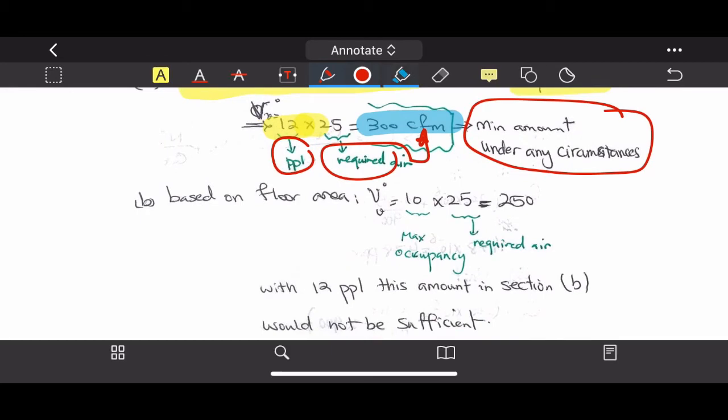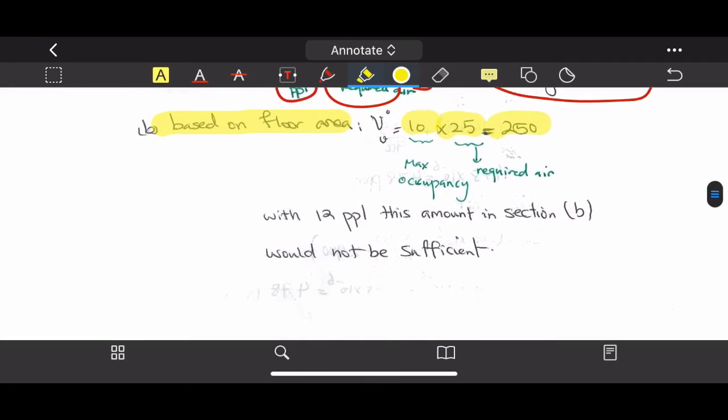The second one, based on the floor area. How? Based on the floor area. So just now we multiplied with 12, this time around with 10. 10 times 25 is 250. So with the 12 people inside this section, the supply air will not be sufficient. So the question is, how are we going to make it sufficient?